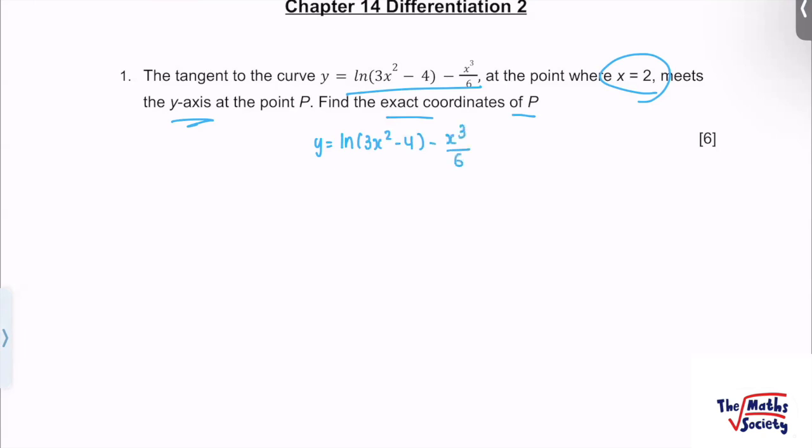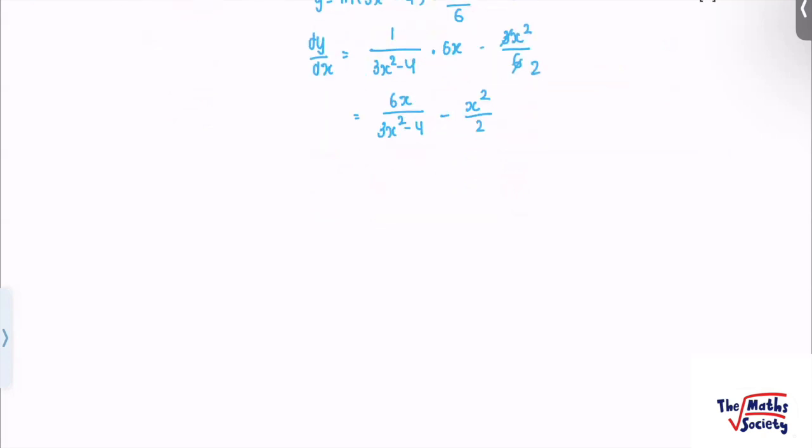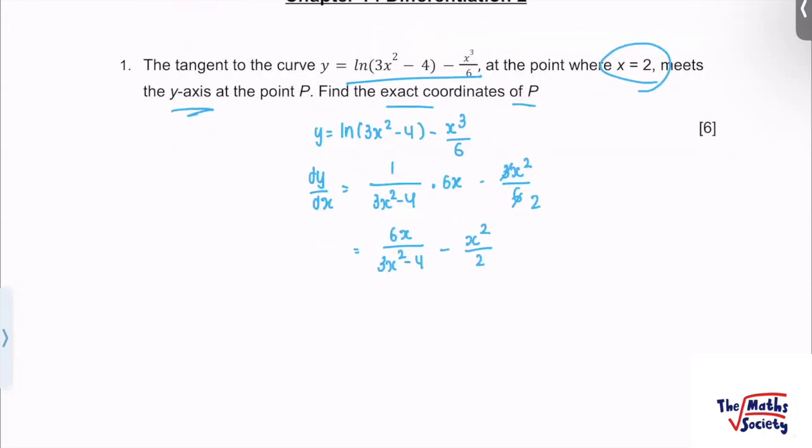So we're firstly going to find the differentiation first. So it's dy by dx. That's going to be, because it's ln, 1 by (3x squared minus 4), multiplied with 6x, and minus 3x squared by 6. And you're just going to simplify this, which is 6x by (3x squared minus 4) minus x squared by 2, because 3 into 6 is 2. There you go. And then it says to find where x equals 2.